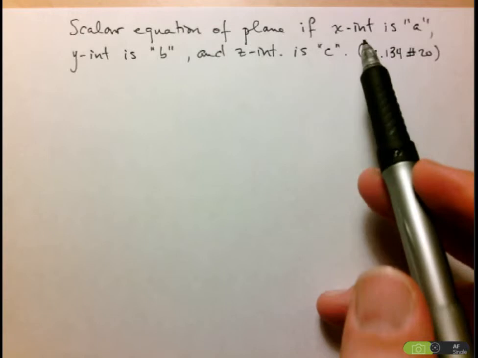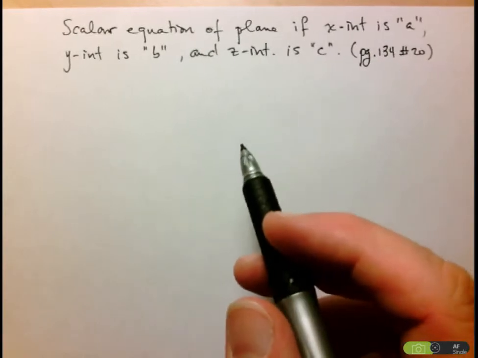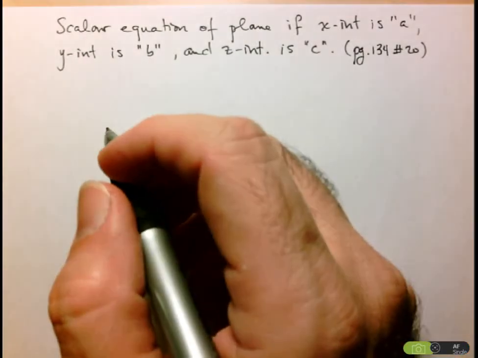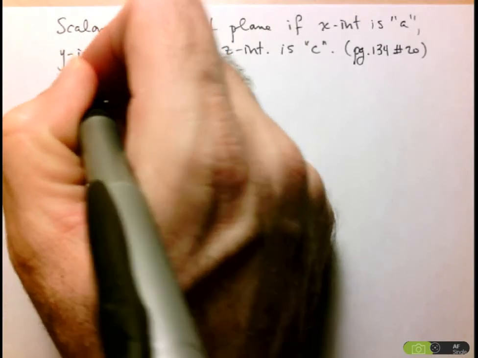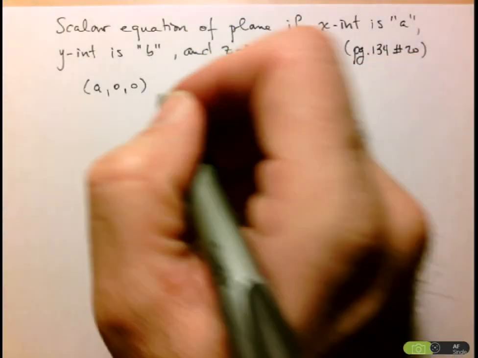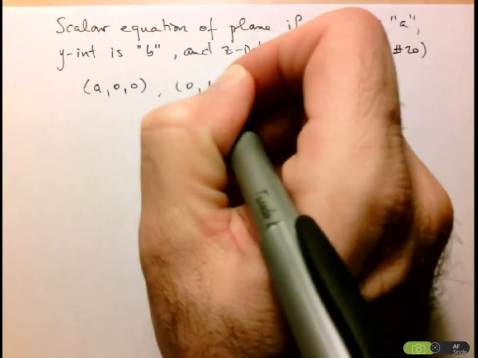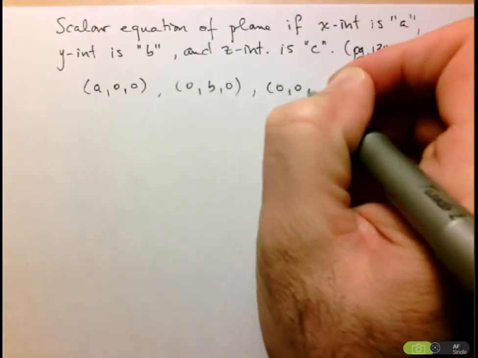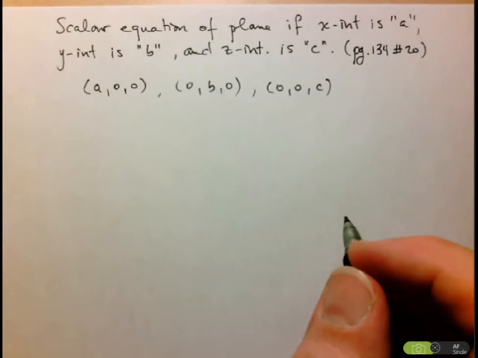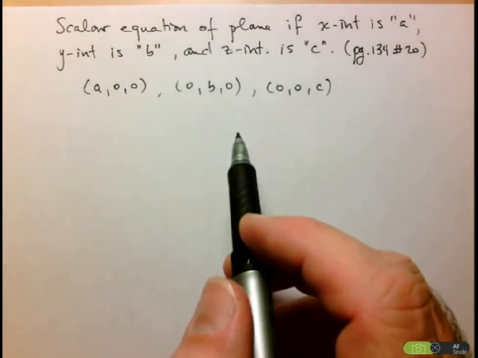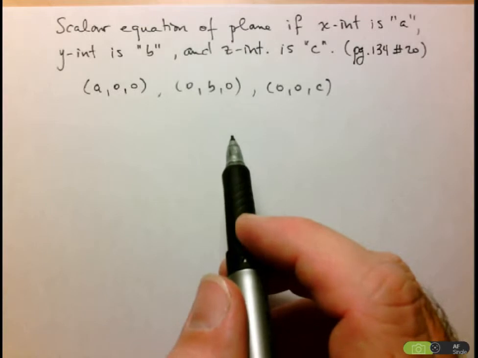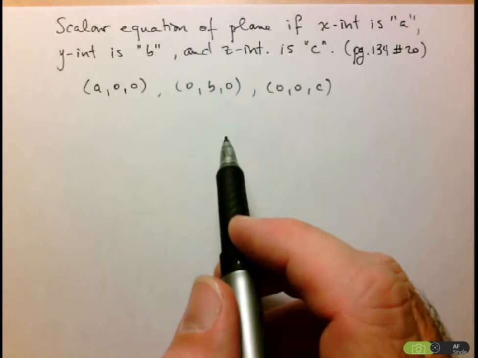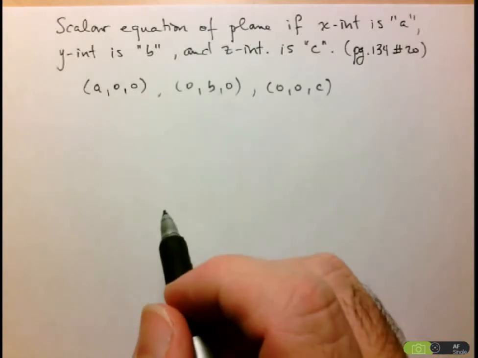First thing to realize is that when they give us the x-intercept of A, that can be translated into a point on the plane. If it's an x-intercept, it means the y and z components must be 0. So that means (A, 0, 0) is a point on the plane. Similarly, (0, B, 0) will be a point on the plane, as B is the y-intercept, and (0, 0, C) will be the z-intercept. Now we know that if we have 3 points on a plane, we can find an equation. In particular we're looking for the scalar equation, so remember that our goal is to find a normal vector, and then we can use any of these 3 points to find the equation.